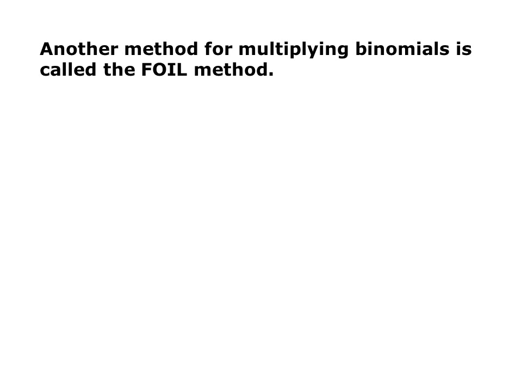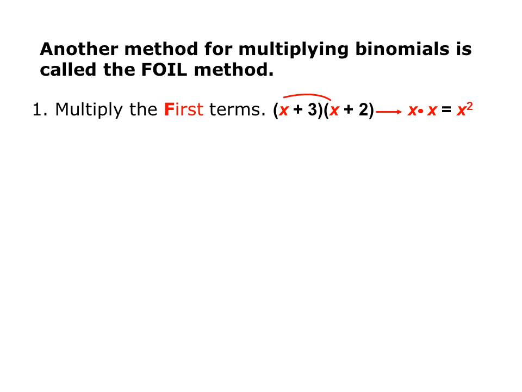Now, another method, maybe it's a new term for some of you. It's called FOIL. Here, let's look at it. FOIL stands for first, outer, inner, and last. Now first, the one in red, x and x. Inner is going to be 3 and x. Outer is going to be x and 2, and last is going to be 3 and 2.